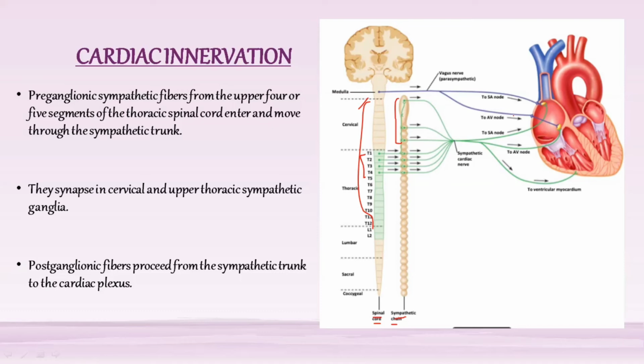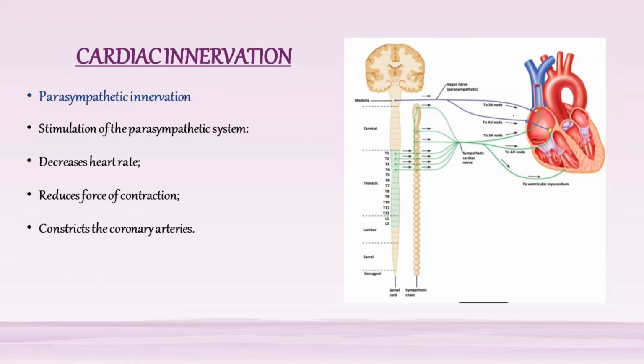Now what is written? The preganglionic sympathetic fibers arise from upper 4 or 5 segments of the thoracic spinal cord. They enter and move through the sympathetic trunk. They then synapse in the cervical and upper thoracic sympathetic chain or the sympathetic ganglia. The postganglionic fibers proceed from the cervical and thoracic portion of the sympathetic trunk to the cardiac plexus.